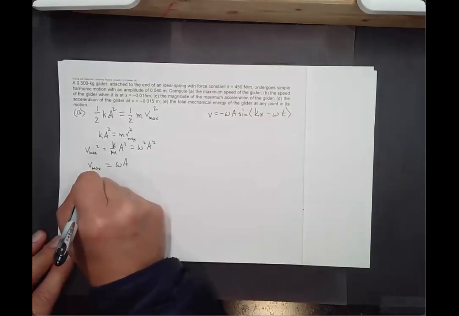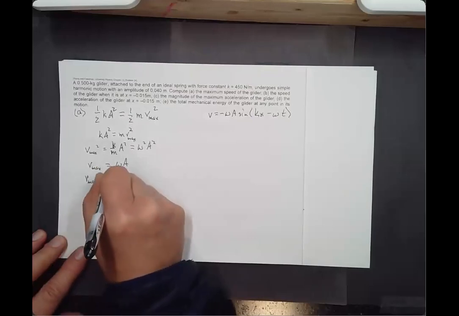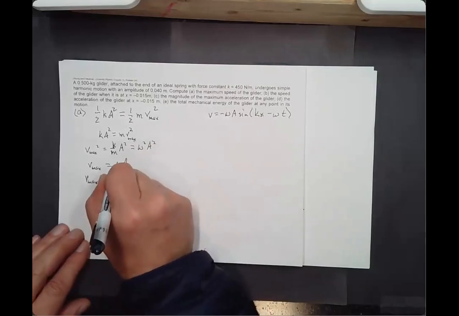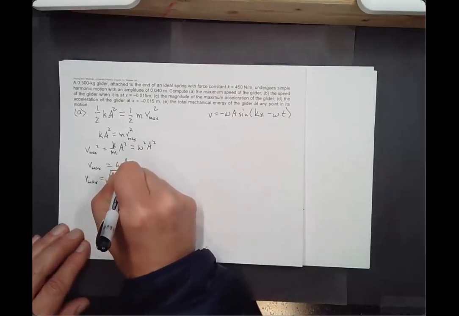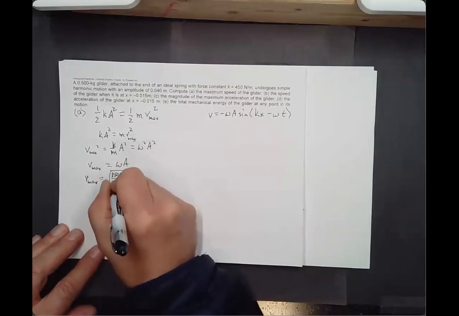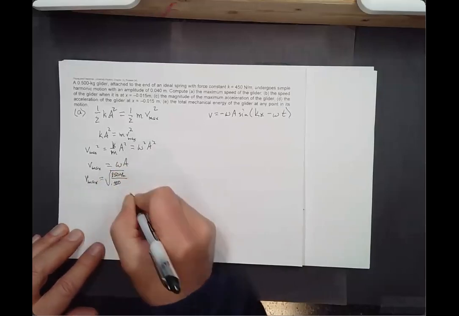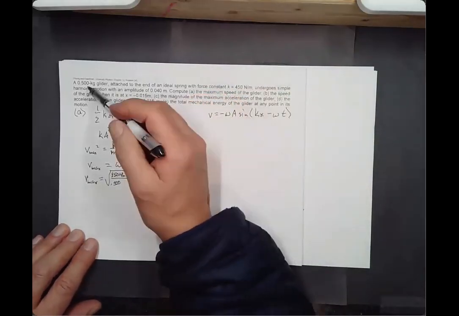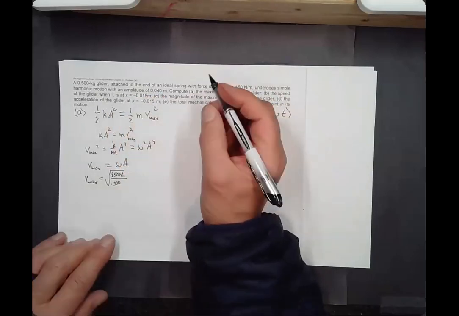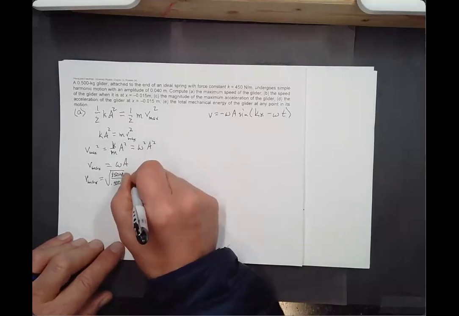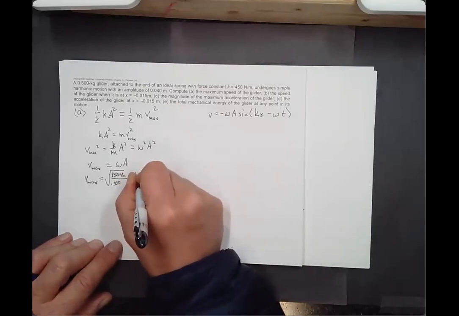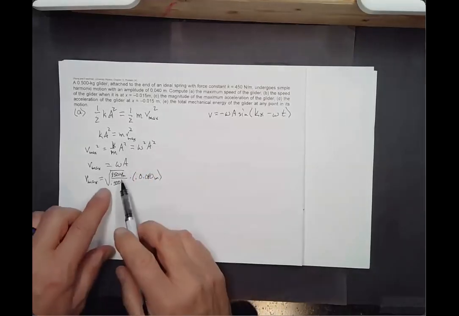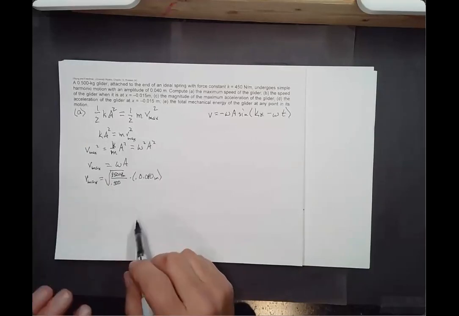So anyway, v max, I can just take the square root of k, which is 450 newtons per meter, divided by 0.500. Now that's 2 sig figs here, 2 sig figs there. We've got 3 on that, but we can keep 2 sig figs anyway. Times the amplitude, which is 0.040 meters. This one we can do in our heads, believe it or not.